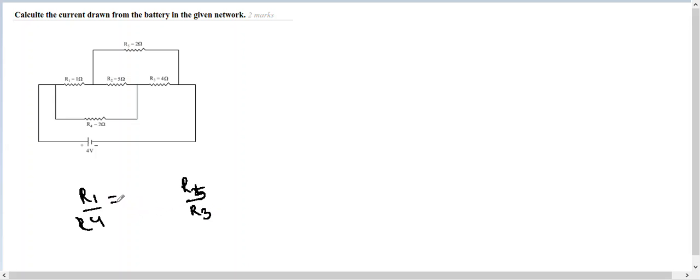The value of R1 upon R4 is 1 by 2 as given in this circuit, and R5 upon R3 is 2 by 4. Cancelling them, we get our value as 1 by 2. That means the 4 resistances are arranged in the form of a Wheatstone bridge. So now we can apply the concept here, and we're going to neglect our R2 and redraw our circuit.